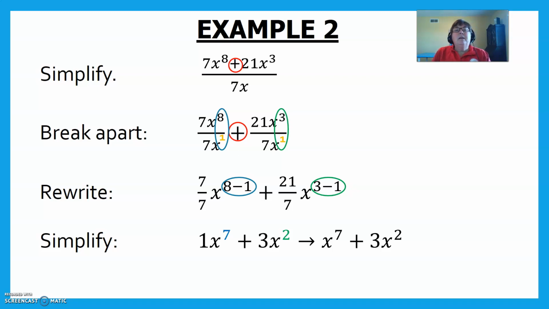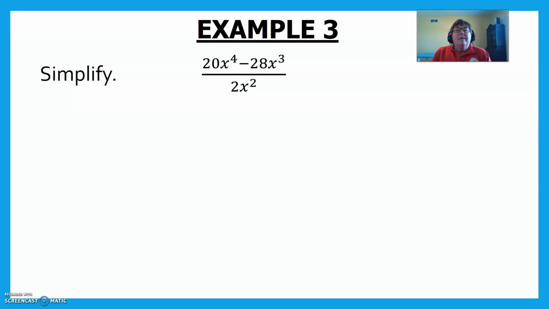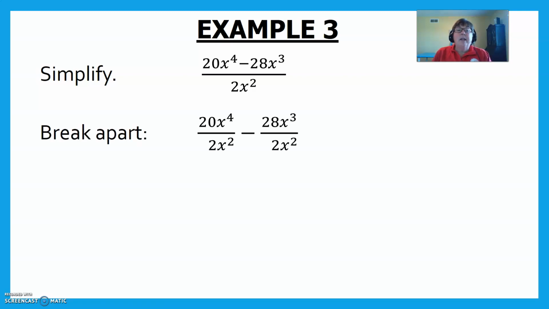All right, example 3. So again, remember this example we saw break apart, rewrite, simplify. Example 3, 20x to the 4th minus 28x to the 3rd, all of that divided by 2x squared. So I'm going to break apart. So I get 20x to the 4th over 2x squared minus 28x to the 3rd over 2x squared. So I broke it apart. That was subtraction, so that is subtraction. So they have to be the same.